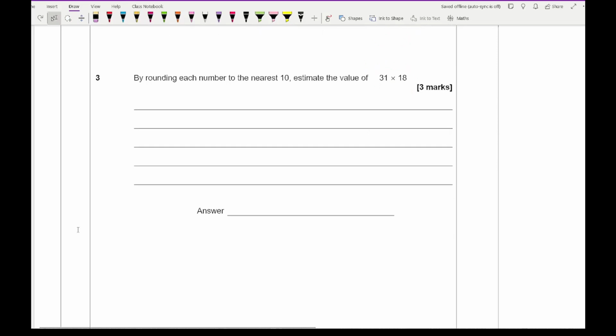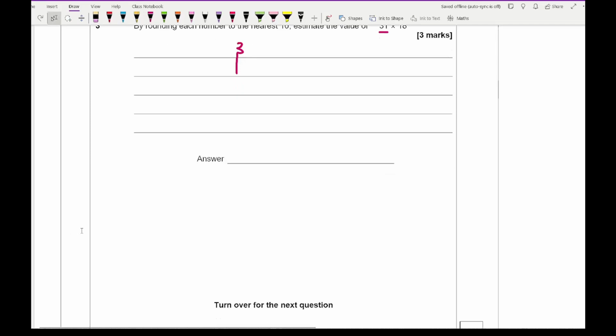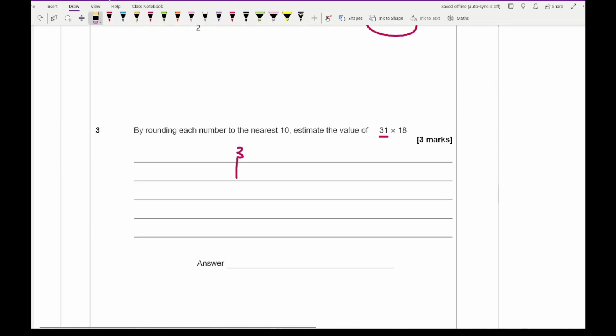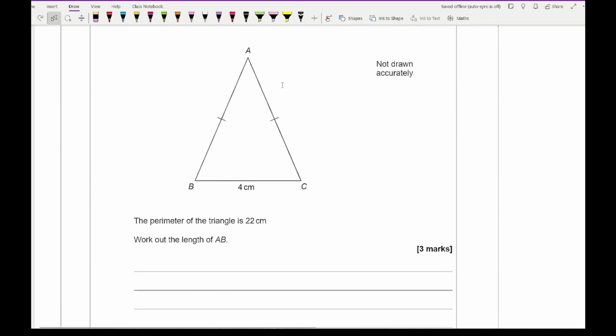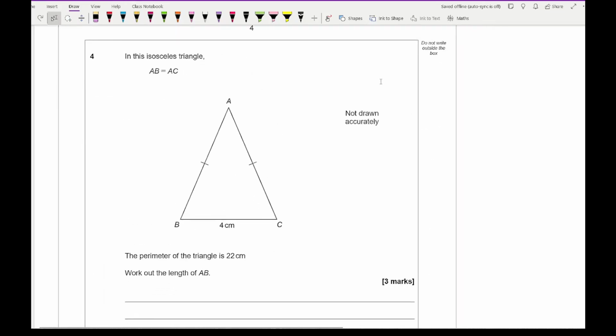Then moving on to question 3, it says by rounding each number to the nearest 10, estimate the value of 31 times 18. Well, 31 to the nearest 10 is 30, and 18 to the nearest 10 is 20. So then we just need to do 3 times 2, which is 6, and I've got 2 zeros, so then the answer is 600.